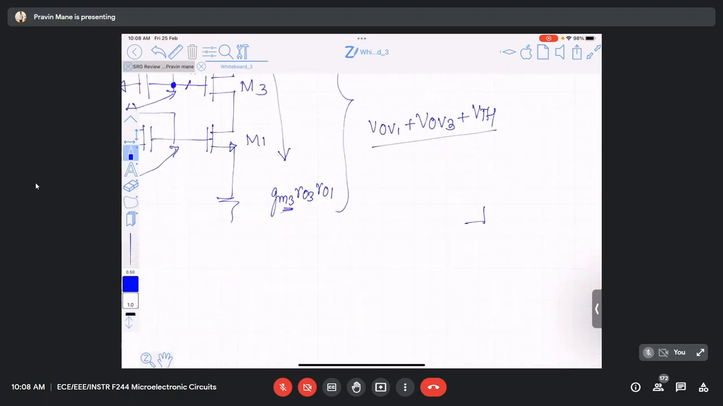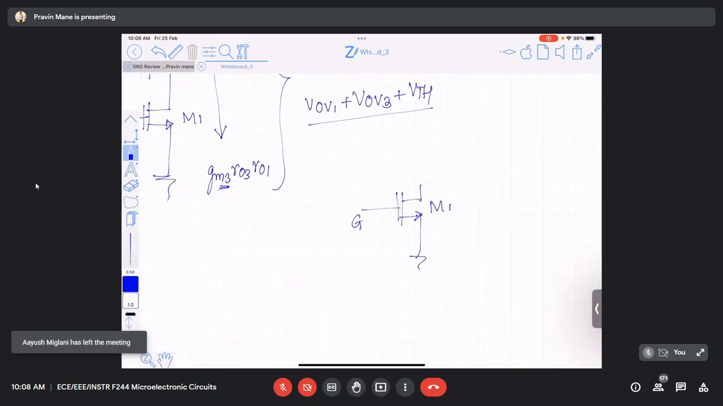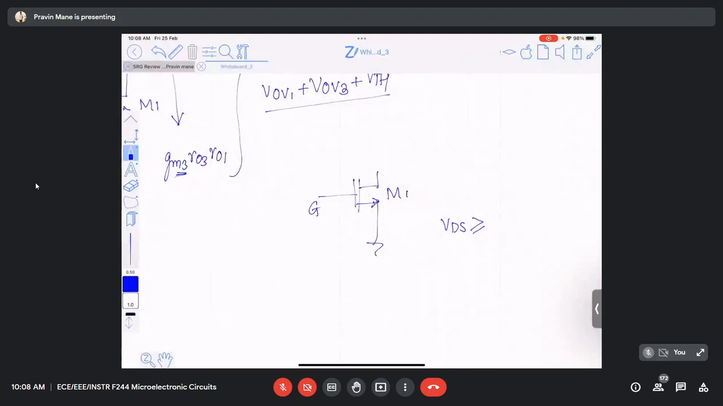You should understand, suppose I take the transistor M1, this is the gate. What is the condition for the transistor to be in saturation? VDS should be greater than or equal to, for NMOS, VGS minus VTH. So VDS minimum is equal to VGS minus VTH. S is common, so it is VD minus VS and VGS is VG minus VS. So S gets cancelled. So VD should be equal to VG minus VTH. Drain voltage should be less than gate voltage by one VTH.